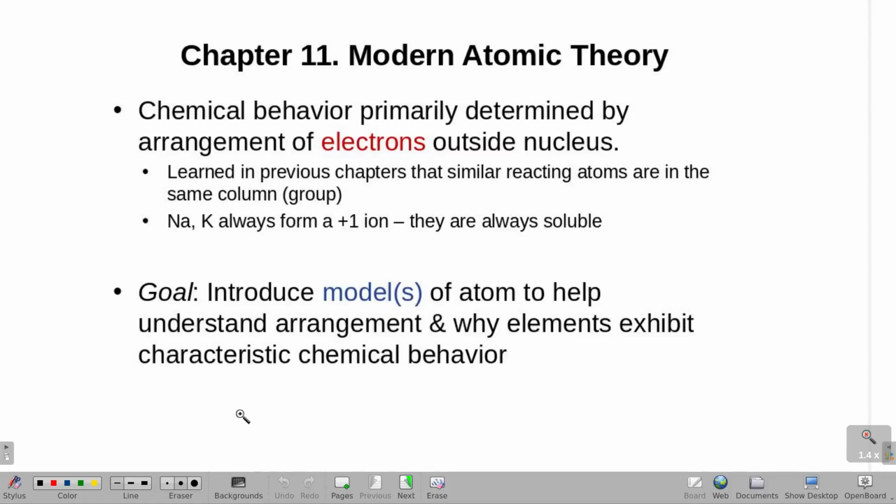Alright, today's chapter is dealing with the modern atomic theory. What we mean by modern atomic theory is we're going to help understand more about why the periodic table is set up the way it is, and how the electron configuration, the arrangement of those valence electrons, can really help explain what's going on with some of the molecules, and where this whole idea comes from. So we have to look at how the atom itself is put together, and how the electrons actually orbit those atoms.